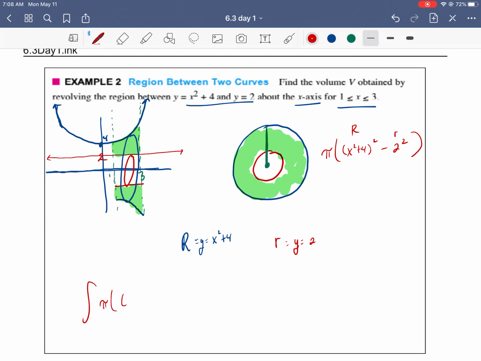I take that formula and I put it in my integral. You can simplify 2 squared to 4. I have x's in my integral, so it is a dx. The other thing, I have x's in my integral, so I need x limits of integration, 1 and 3.